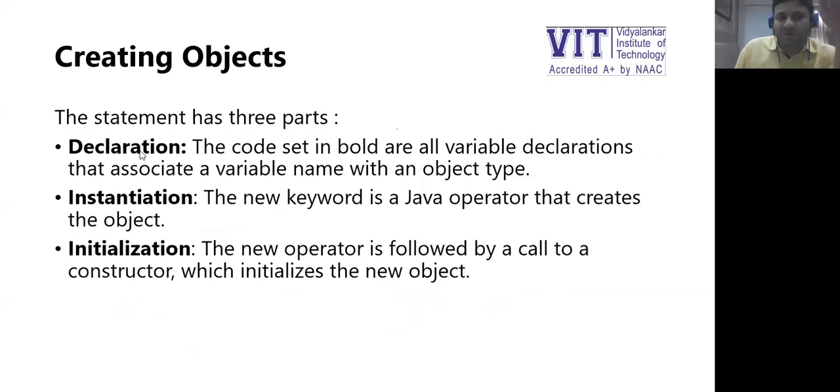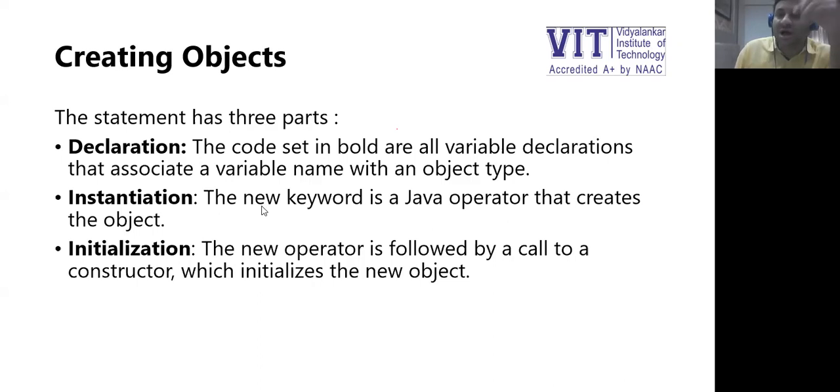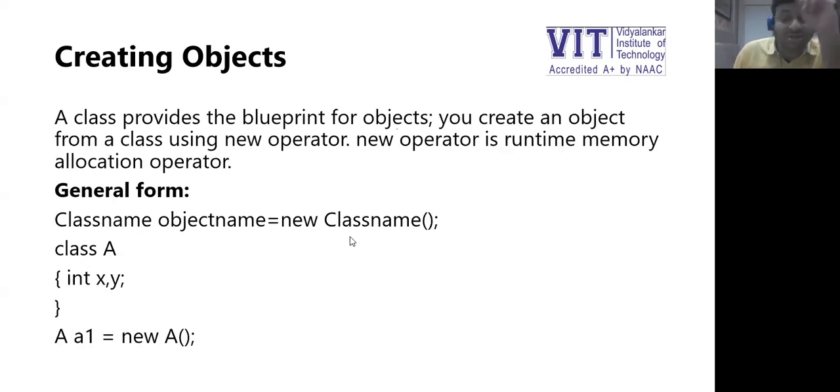Now, it has three parts: declaration. See, A1 is the name of the variable, and A1 will be the type for the object. Instantiation: how do we create it? The new keyword. The new keyword is a Java operator that creates the object and assigns the memory. And initialization, now this is very important.